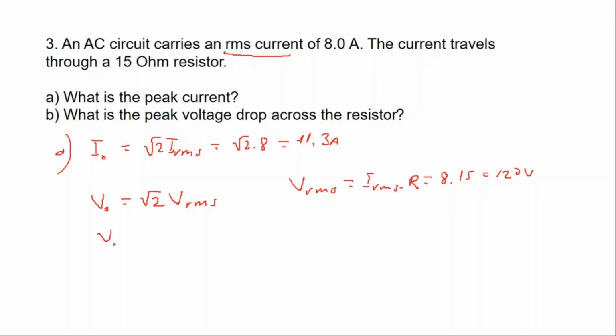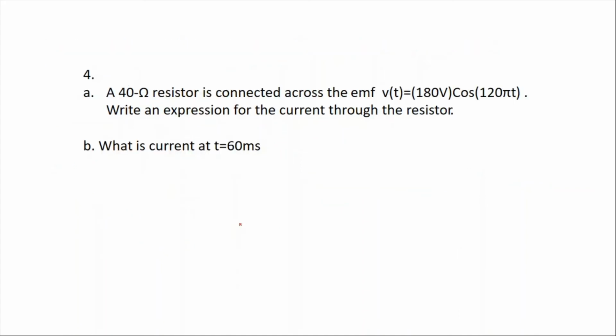So now let's go back here. V0, the peak value of the voltage, will be square root of 2 times 120, and it will be approximately 170 volts. The next question is, a 40 ohm resistor is connected across the electromotive force, I mean the voltage source.